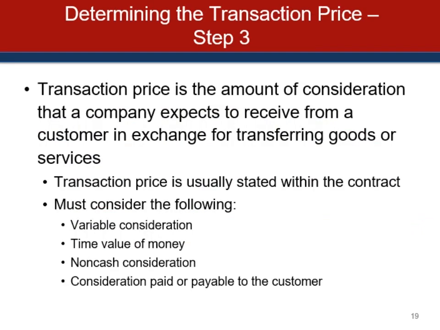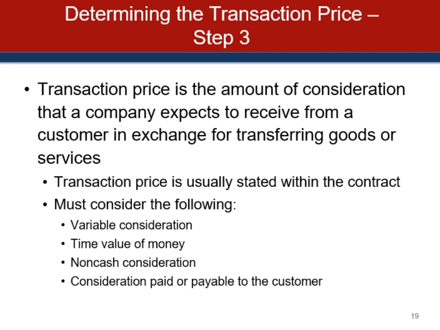Step number 3, determining the transaction price. The transaction price is the amount of consideration that a company expects to receive from a customer in exchange for transferring the goods and services. So the transaction price in a contract is often easily determined because the customer agrees to pay a fixed amount to the company over a short period of time.